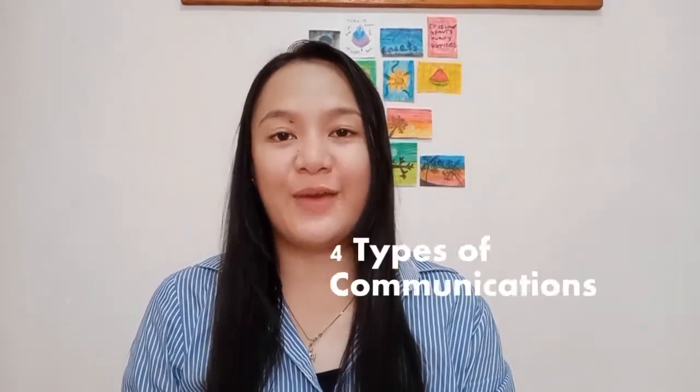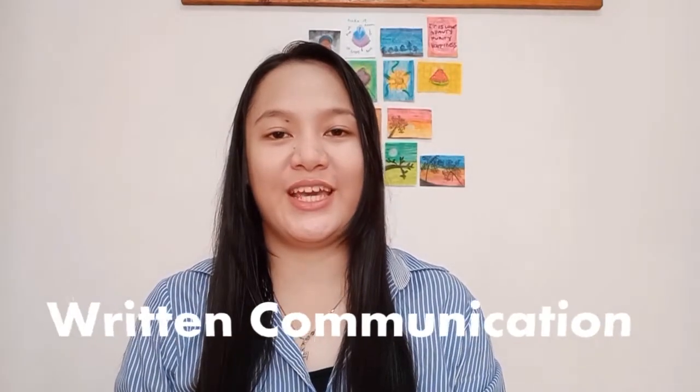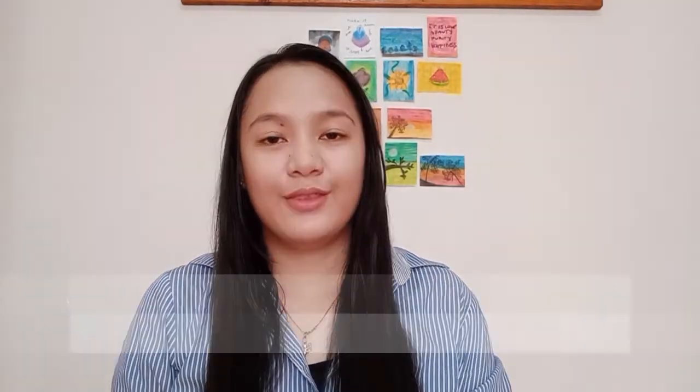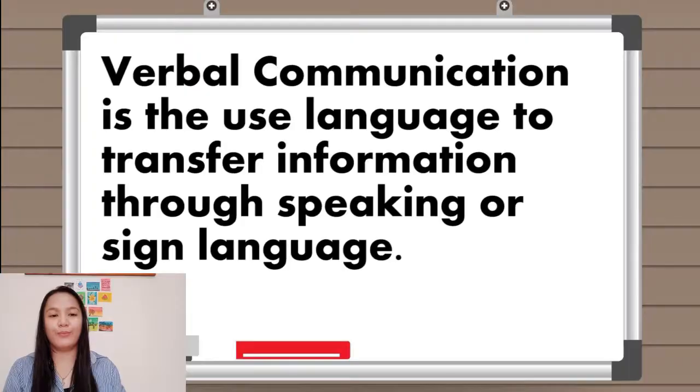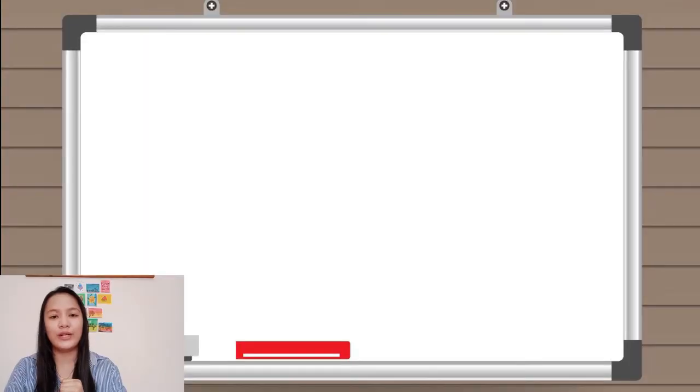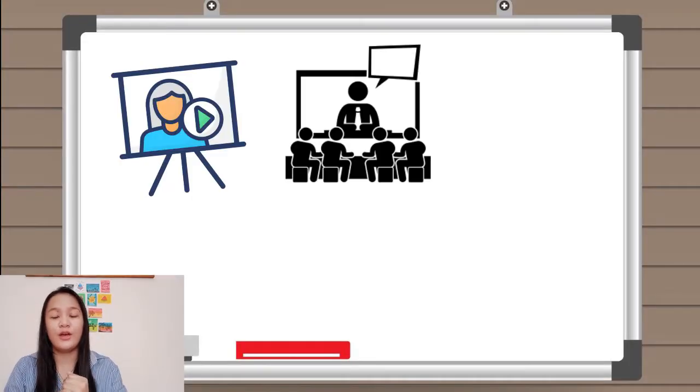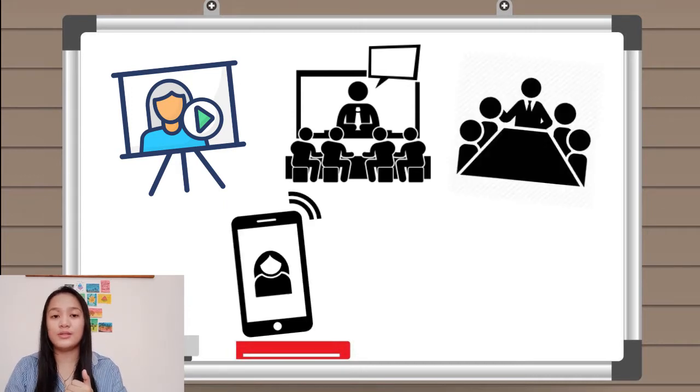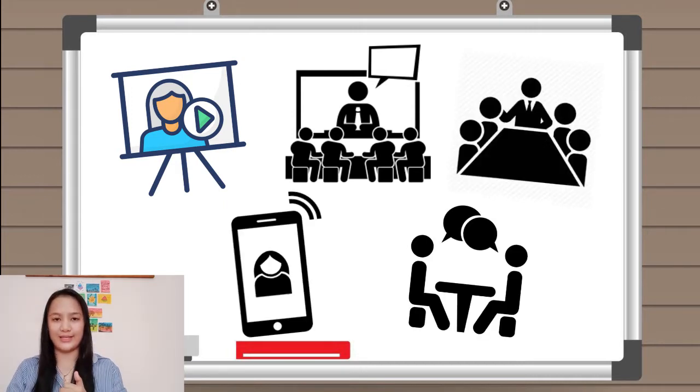We have four types of communication: verbal communication, nonverbal communication, written communication, and visual communication. First, verbal communication. Verbal communication is using language to transfer information through speaking or using sign language. For example, during a presentation, video conference, meeting, phone calls, and one-on-one conversation.